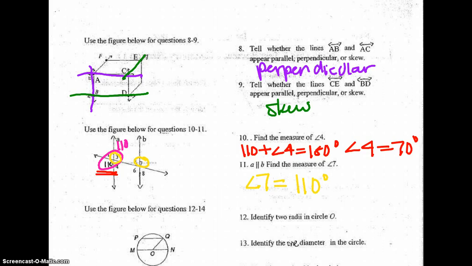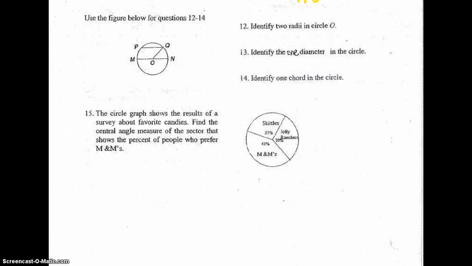Next one, I need to identify 2 radii in the circle. And the radius, once again, is the center point out to the edge of the circle. So a radius could be OQ, and this is a line segment, so there's just a line over the top, and ON. Identify one diameter. A diameter goes through the center, it's 2 times the radius, so a diameter is MN.